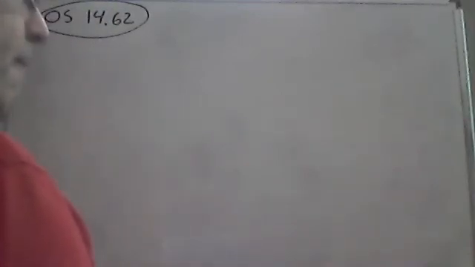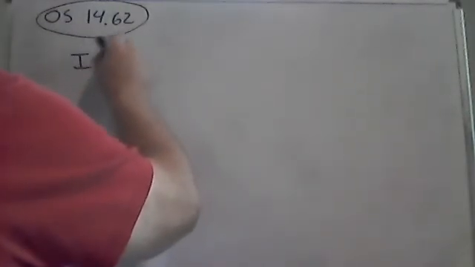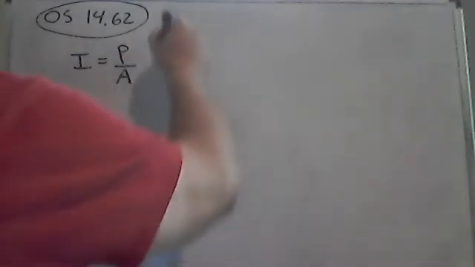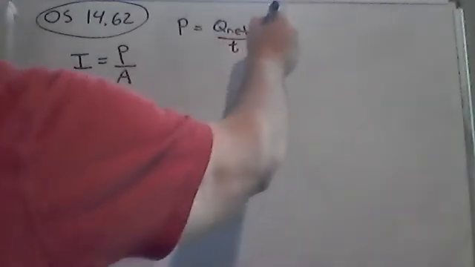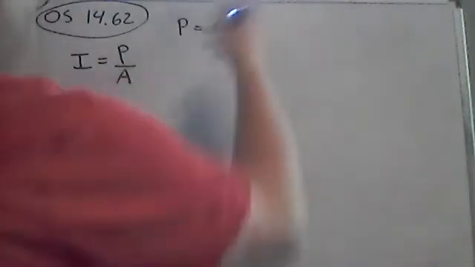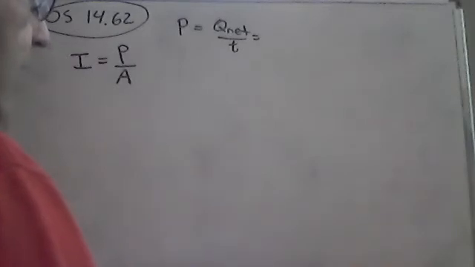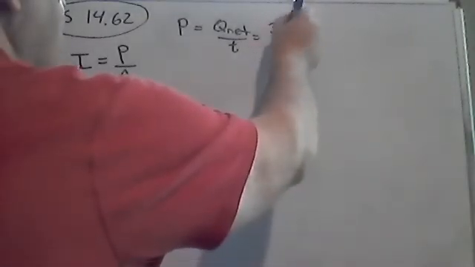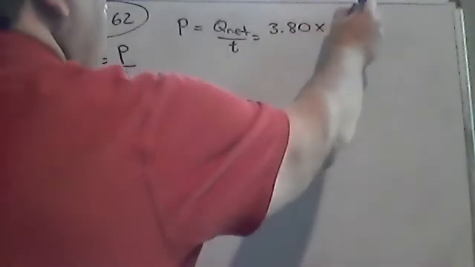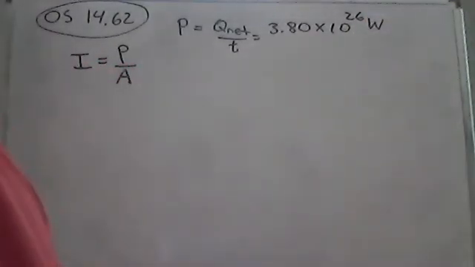how much power does the sun radiate per square meter on its surface? Power per square meter, power per area, we call that the intensity. So the intensity is the power divided by the area. And we know the power is Q net over T. In this particular case, I'm not going to worry about the signs because I'm just calculating the overall intensity. So Q net, we're told, is 3.80 times 10 to the 26 watts, right? That's the power, Q net over T.